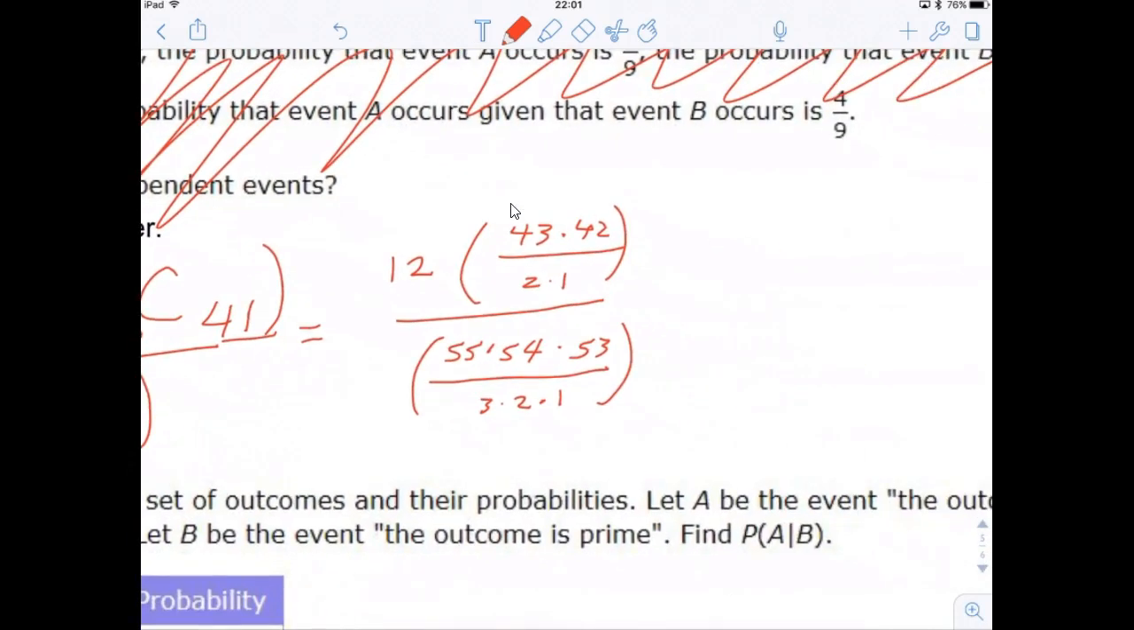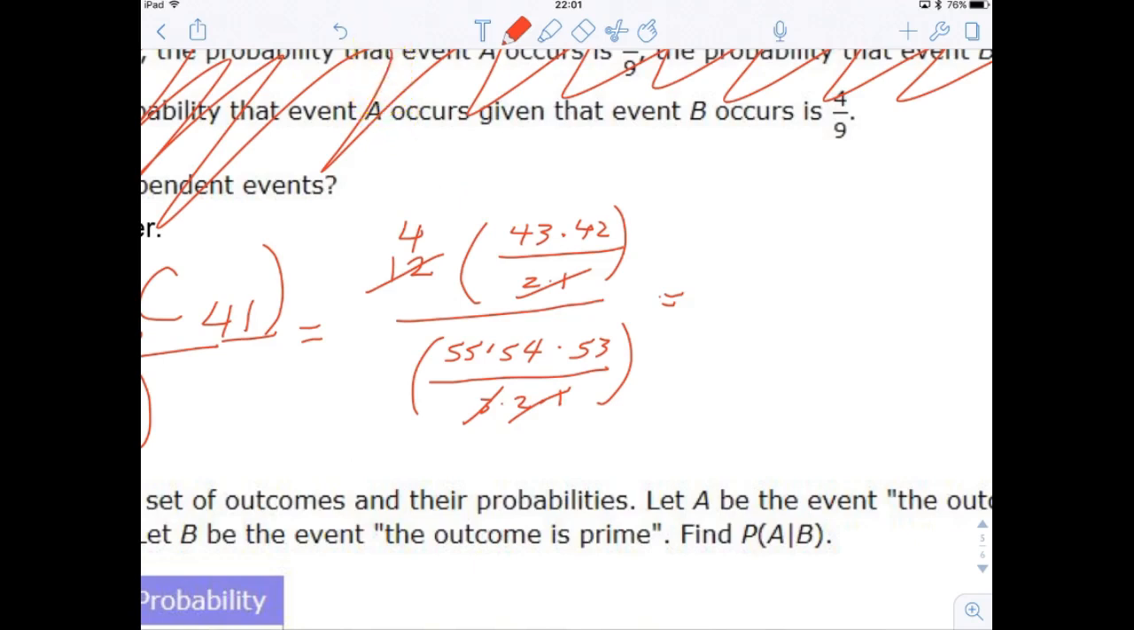Okay, and if you don't know how to do this, you need to do the part of Excel where they show you how to do permutations and combinations. Now I'm going to simplify this. So the 2 times 1 cancels out here. I can cancel this out with this. I get 4. So I have 43 times 42 times 4 divided by 55 times 54 times 53.